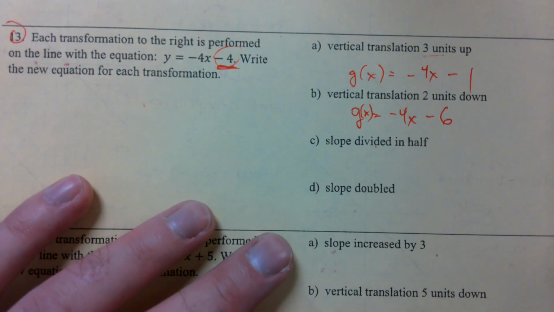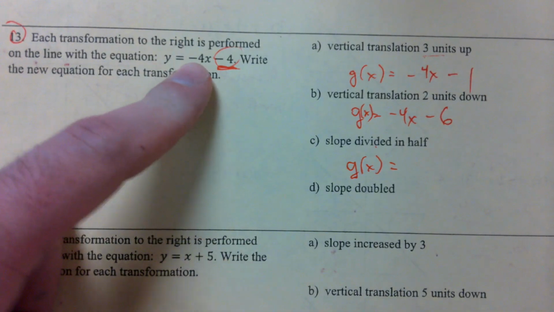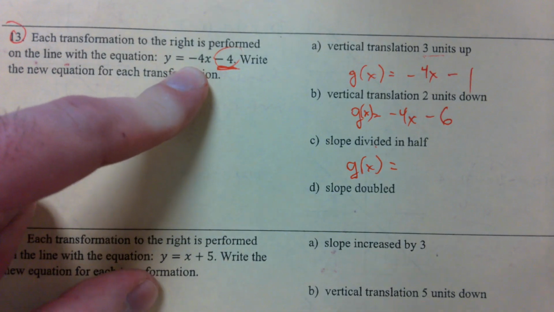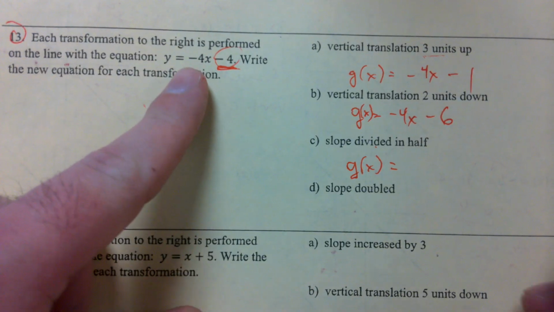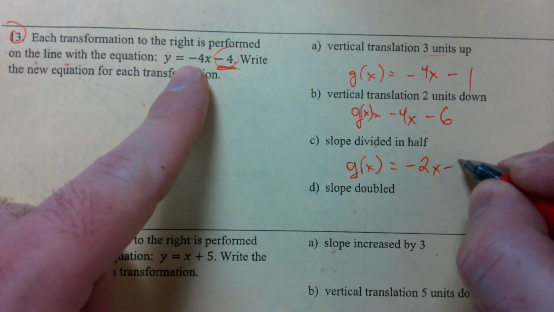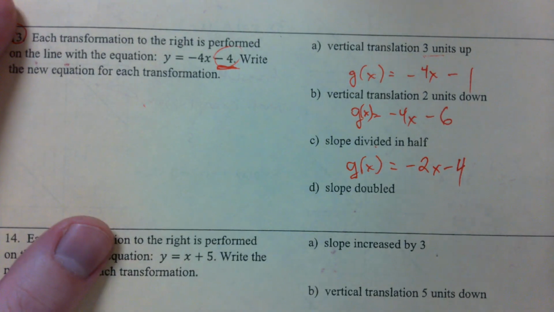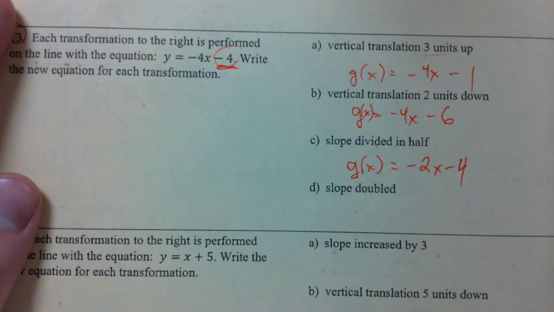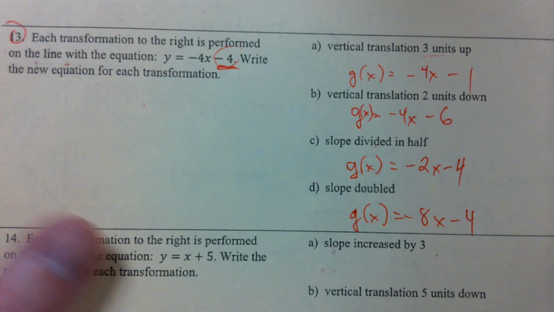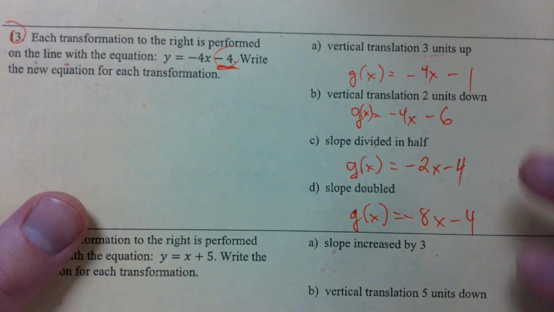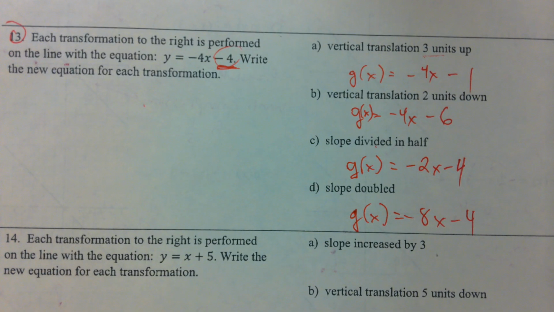If I divide my slope in half, I'm going to get, g of x is equal to what? Well, what's my slope right now? -4. What if I divide that in half? What is -4 divided by 2? -2x. Right? That would be a compression of 1/2 from my original line. And then if I double the slope, what's my new slope going to be there? -8x minus 4. I'm not translating, so I'm not messing up my y-intercept. I'm keeping those the same. I'm just adjusting my slope. Is that what you got?